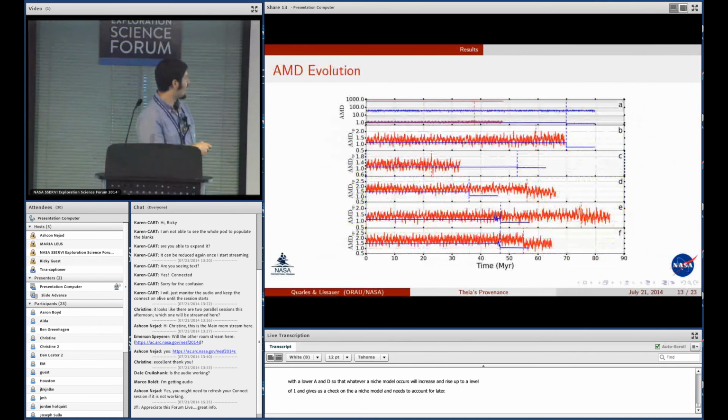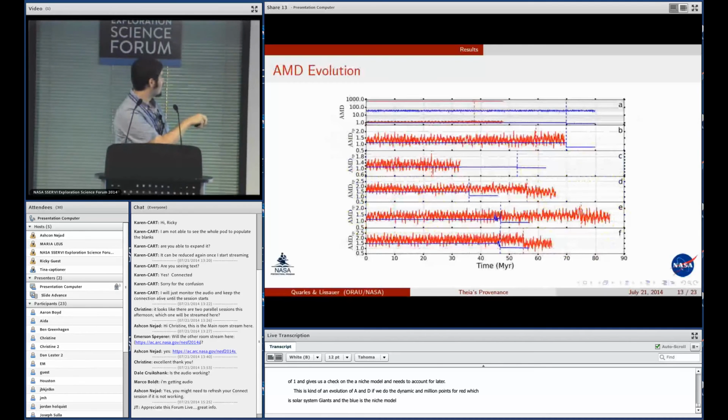This is kind of an evolution of AMD if we do the dynamics. And the main point to take away from this is that for the red, which is the solar system giants, the blue is the NESF model, the red takes more of a random walk, and it goes up and down quite a bit. Whereas for the NESF model, it's pretty flat, and it has almost a step-like transition after the giant impact.